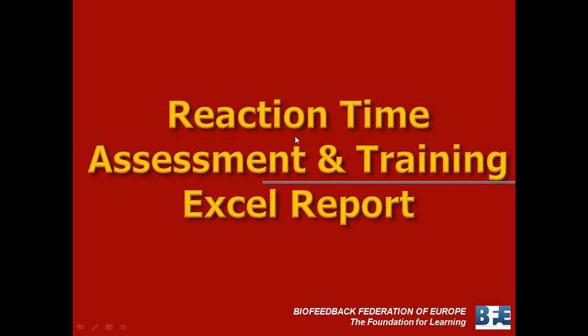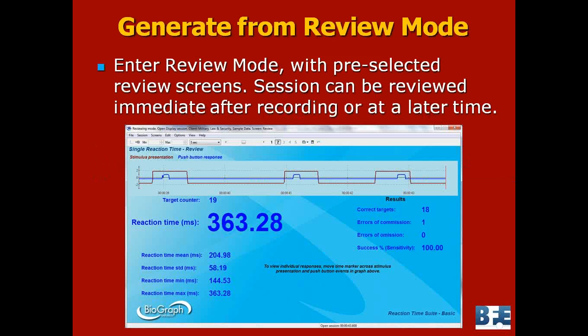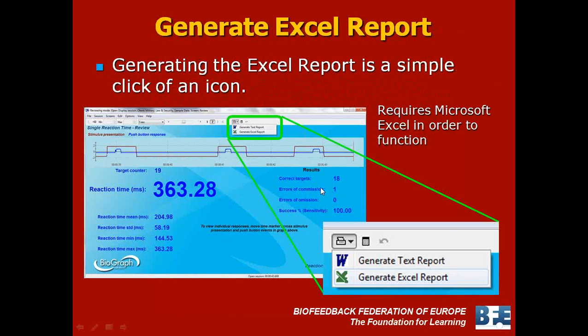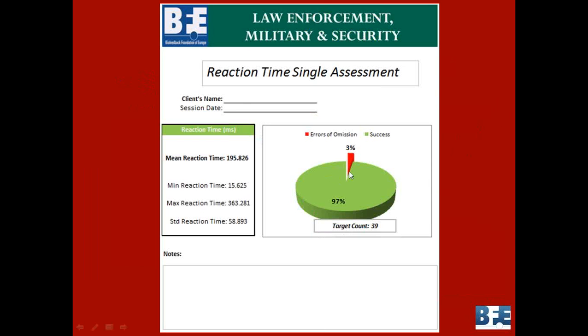All the reaction time assessment and training sessions also come with an Excel report. It makes it really easy to read and look over the information, print it out, even give a copy to the subject. Like with the psychophysiological assessment, you have to go into review mode to generate this. Once in review mode, you can look around at the review statistics, but it's not particularly useful, at least I don't think so. You just go to the little printer icon on the top and choose Generate Excel Report. Remember, you need to have Microsoft Excel to generate this report, and then the report will appear.